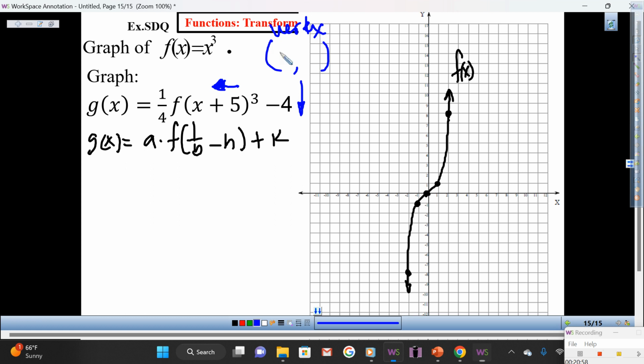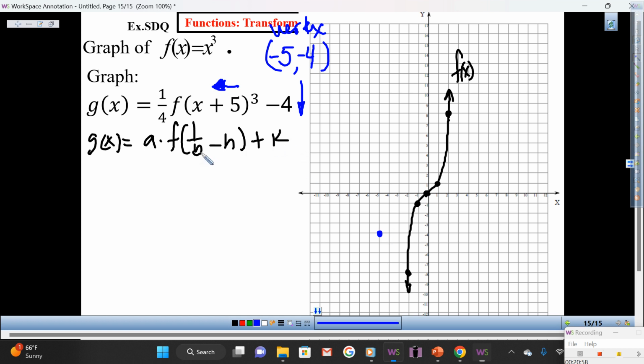Fabian, go. -5, -4. Let's plot our point there. -5, -4. We end up somewhere over here. We just need to do the compression or the stretch. All right. So far, so good.